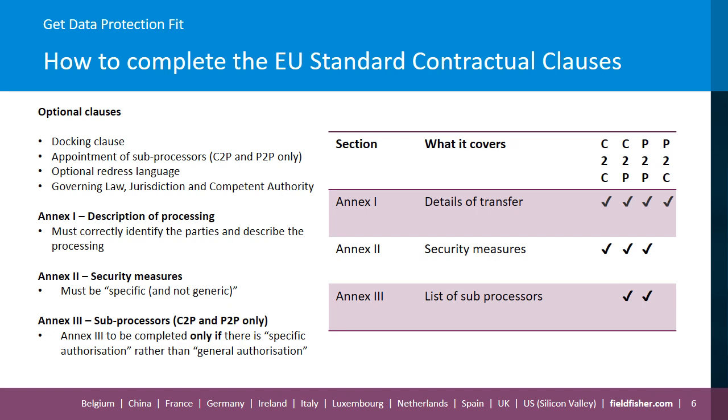Finally, Annex 3 deals with sub-processors, and it is only relevant for modules 2 and 3 where specific authorization applies. Whilst it is not a requirement for general authorization, in practice we often see parties still choose to include an Annex 3 to act as the pre-approved list we mentioned earlier.